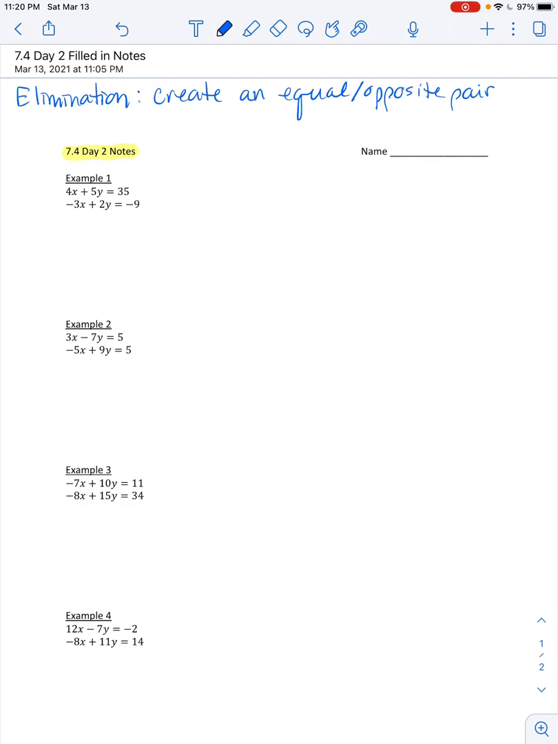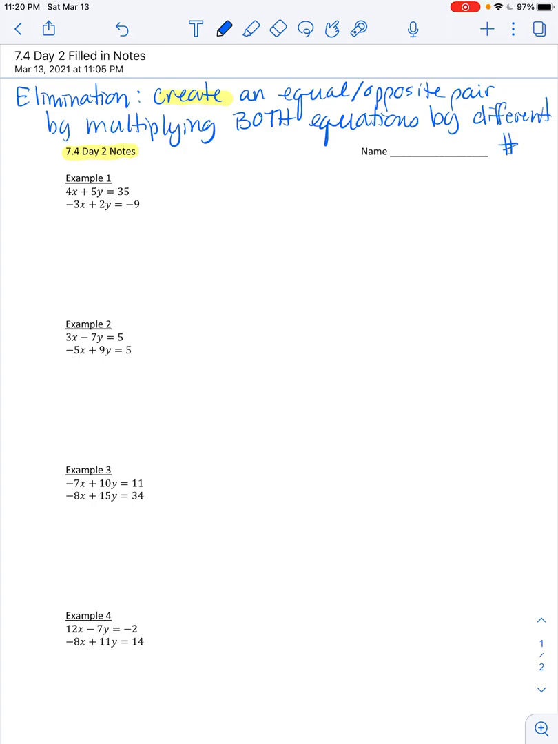But today it's going to be different, because in 7.4 day one, we were able to multiply just one equation by a number to make them match. Today, we're still going to need to create an equal opposite pair, but we're going to be doing that by multiplying both equations, and usually it's by different numbers. We're trying to create a number that will match.